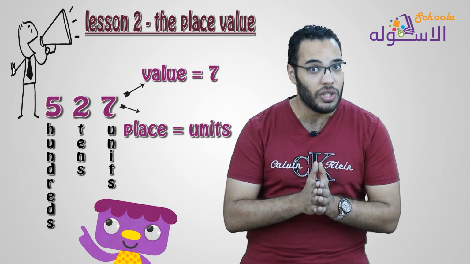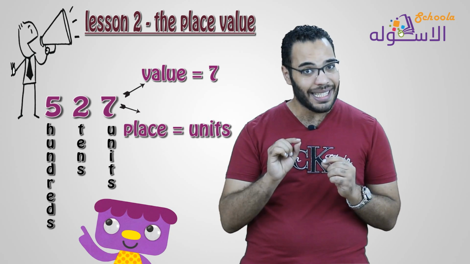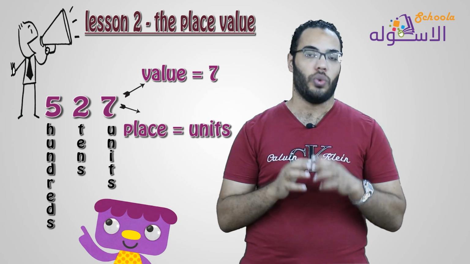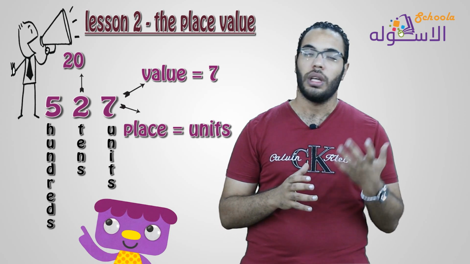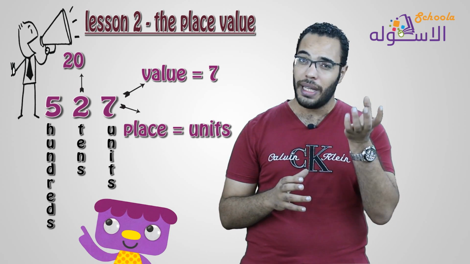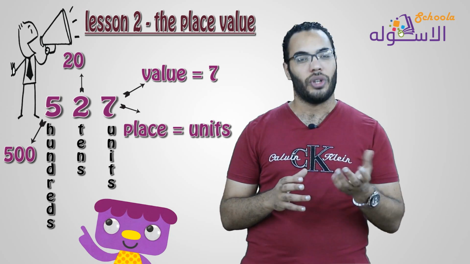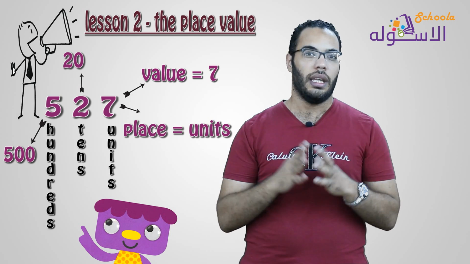What about the next digit? The next digit is 2. The place of the 2 is tenths and the value of the 2 is 20. What about the last one? The last one is 5. The 5 is in the hundreds place, so the place is hundreds and the value of the 5 is 500, so we write 500. We said that in that lesson.